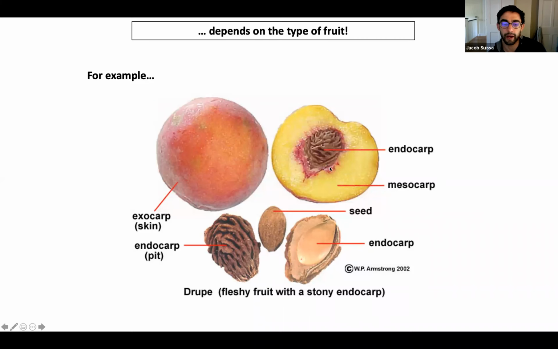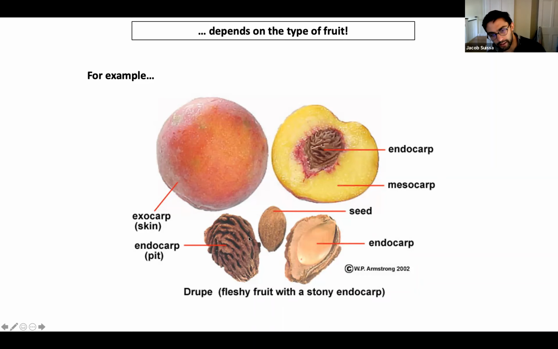And it can be modified. It can either be papery or it can be stony and hard like this. Like in an avocado, that inner papery layer around the actual seed, I'm pretty sure that's the endocarp. So it's a berry with a papery endocarp. So yeah, we have the exocarp, the mesocarp, and the endocarp, and that's what's going on with drupes.